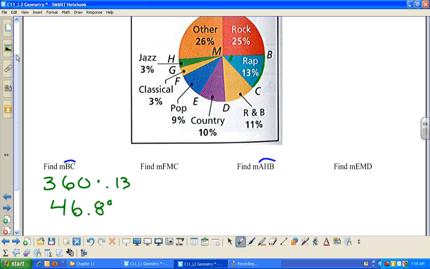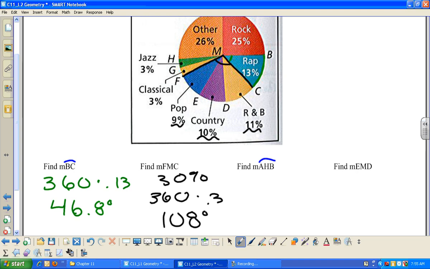If I'm looking for the measure of FMC, I start at F, go to M, and connect with C. I'm looking for this arc measurement right here. So I have to add 9% plus 10% plus 11%, which would be 30%. And again, the full circle is 360 degrees times 0.3. You should always multiply by your decimal, which would be 108 degrees.